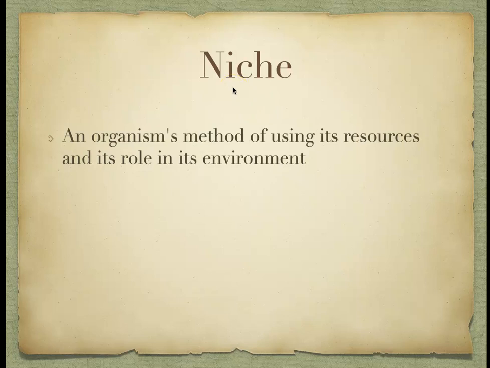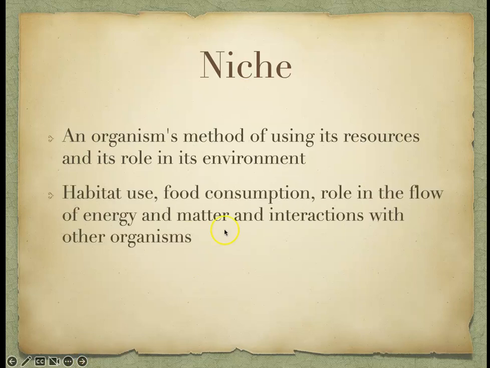So a really simplified way of saying this is the habitat is going to be the address of the organism, and the niche is going to be the job. Okay, again, that's kind of anthropomorphizing it, but so niche encompasses all these things: habitat use, food consumption, role in the flow of energy and matter, and all the interactions with other organisms and the other abiotic factors. That's its niche. All right, and so here's this example. All right, habitat might be the address, niche is the profession.